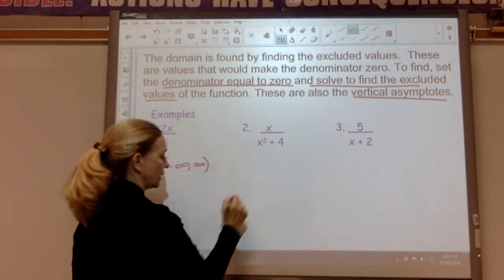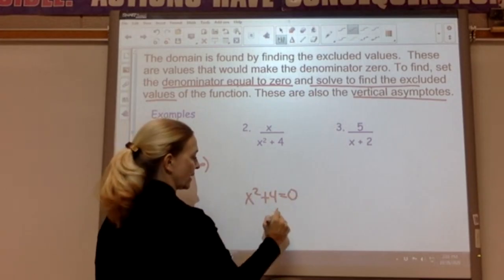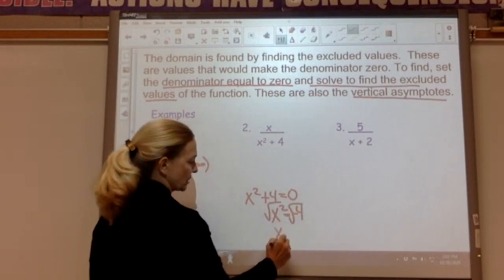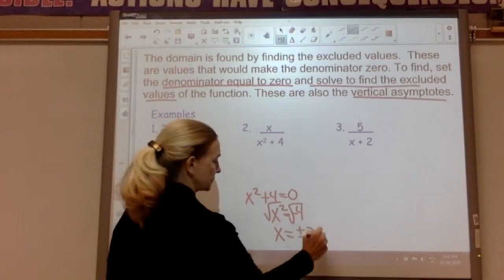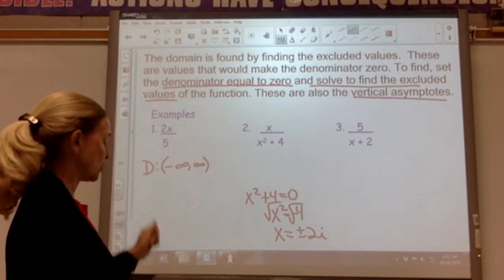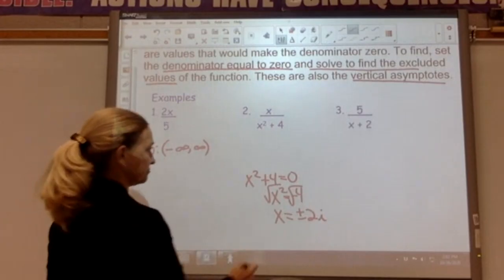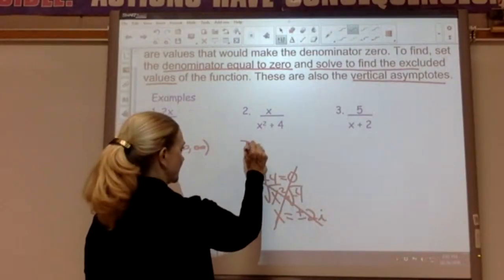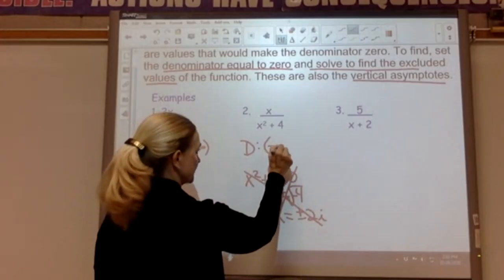Here, if we set x squared plus 4 equal to 0 and solve, we have x squared equals negative 4. Taking the square root, x equals the square root of negative 4, which is plus or minus 2i. Now, we're graphing in this section, so we are not concerned with imaginary solutions. Because this is imaginary, it does not concern us. So here again, we don't have any excluded values in the real number system, so the domain is all real numbers.